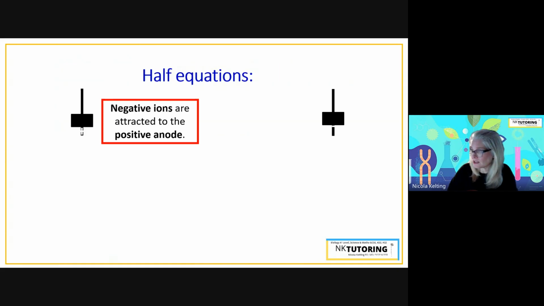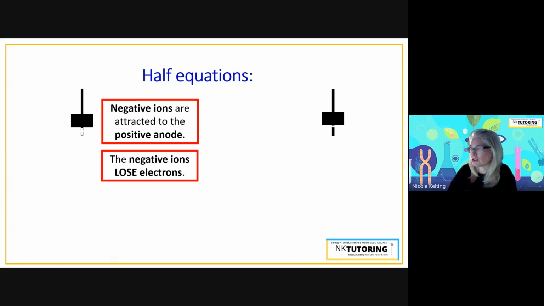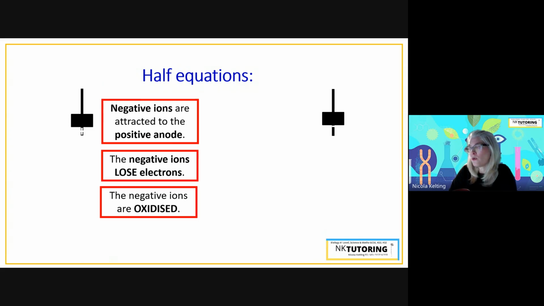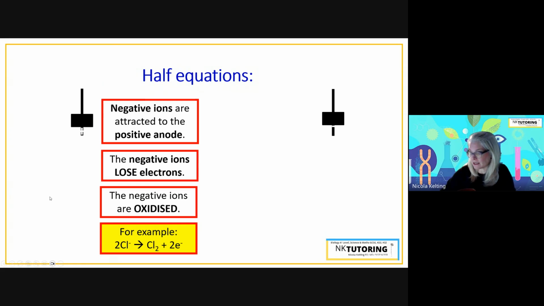Okay, half equations that you need to be familiar with. We think about the negative ions, knowing that they are attracted to the positive ion, anode rather, and the negative ions will lose electrons. So again, classic notes, get this right, flashcards. We can describe these negative ions as becoming oxidized, and here is a classic example. So two chloride ions, okay, they move towards the positive anode and they will form chlorine gas, Cl2. And as that forms, two electrons are lost and you have 2e negative, and that is your half equation.